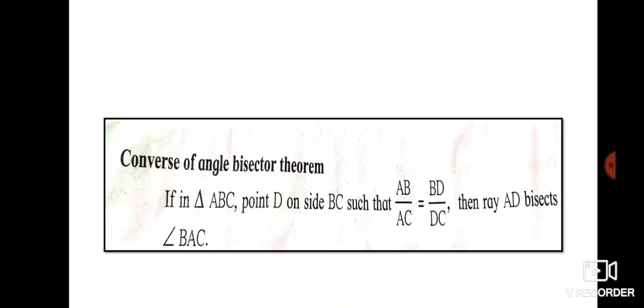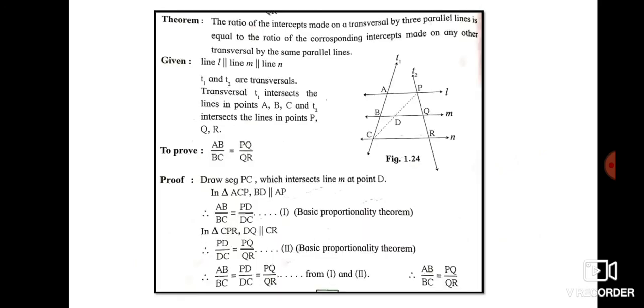We go to the next part, that is the converse. Again, in any triangle ABC, point D lies on BC such that AB upon AC is equal to BD upon DC. Then the ray AD bisects angle BAC. This is the converse of the angle bisector theorem. Now we go to the next property.